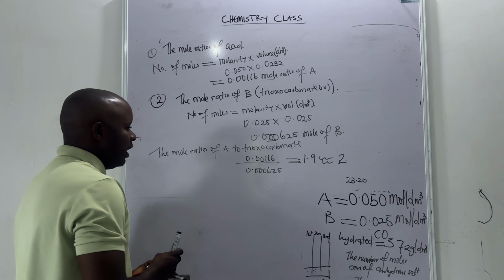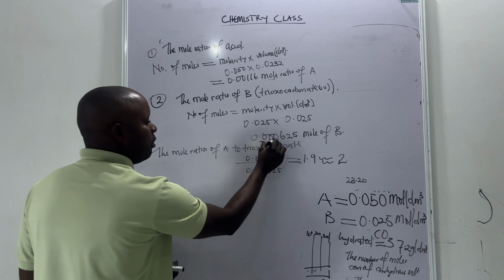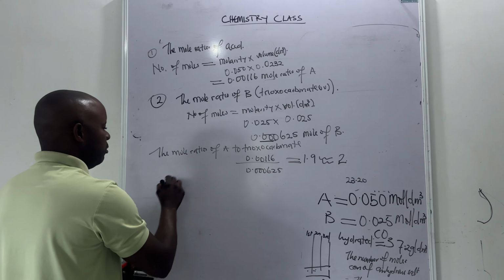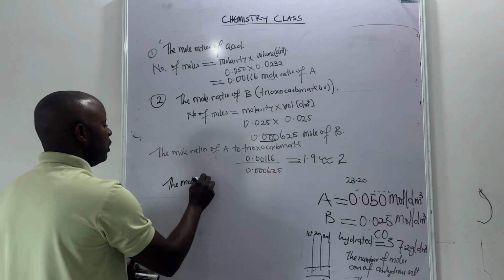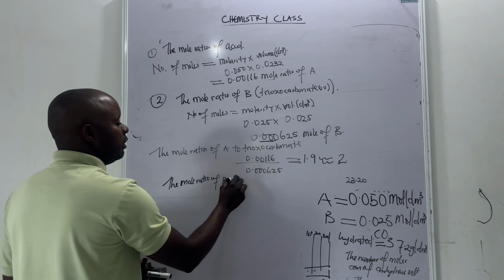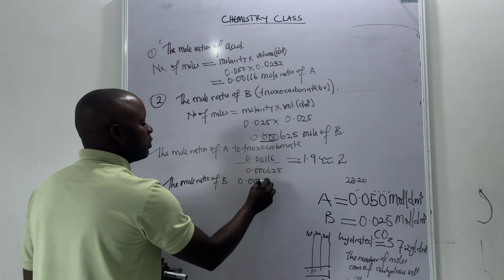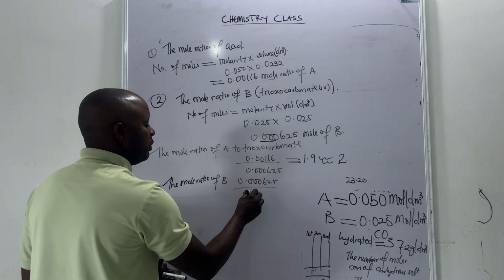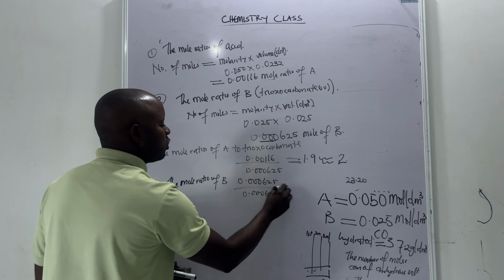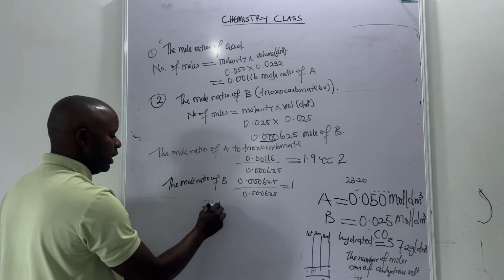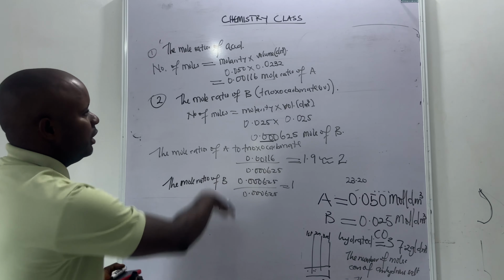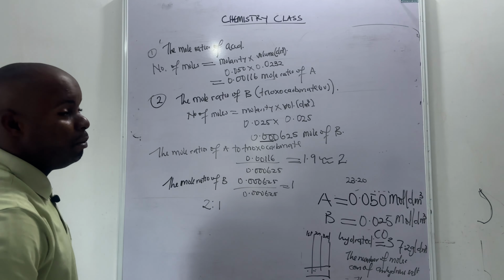If I should divide the mole of base by the mole of B, we are going to divide 0.000625 by 0.000625. It's going to give us 1. So the mole ratio of the acid to base is 2:1, as I've said before. So this is a different method for you to solve using the mole concept.